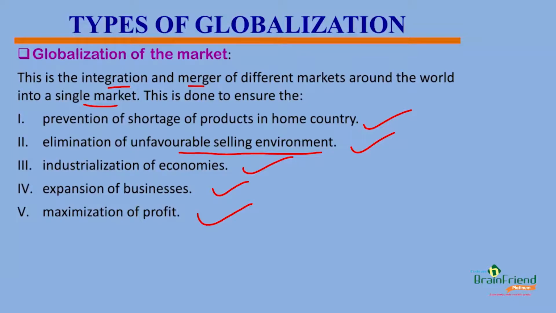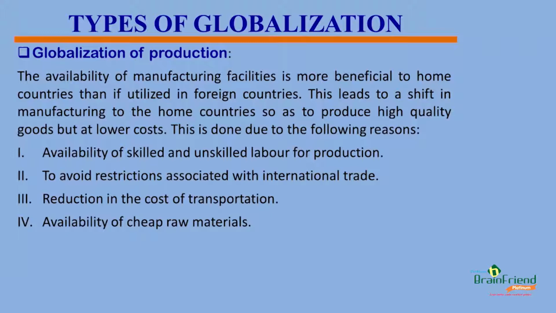Now, let's look at the second type of globalization, which is globalization of production. Now, the availability of raw materials aids production. So, when we look at free trade, we are looking at manufacturers' mind towards where they have the available resources to go into production. Nobody wants to spend money importing goods and then producing. Rather, why not have your company close to where you have your raw materials for production? So globalization of production is done for the following reasons.